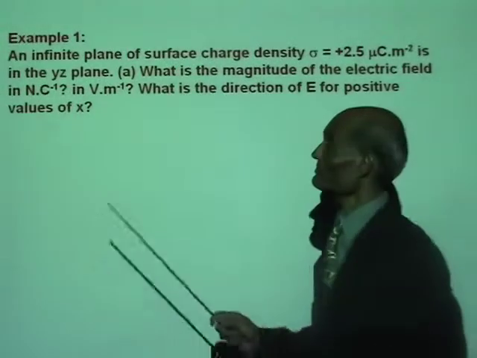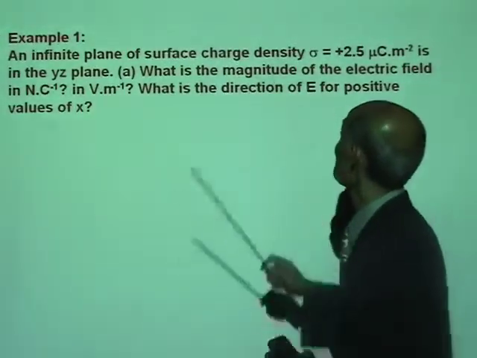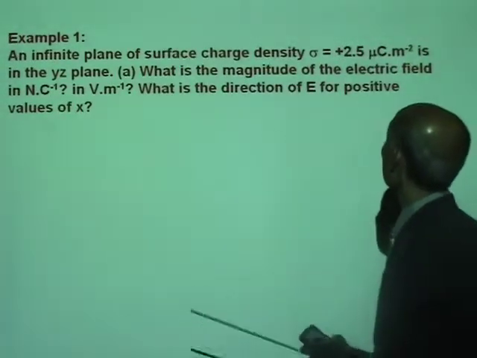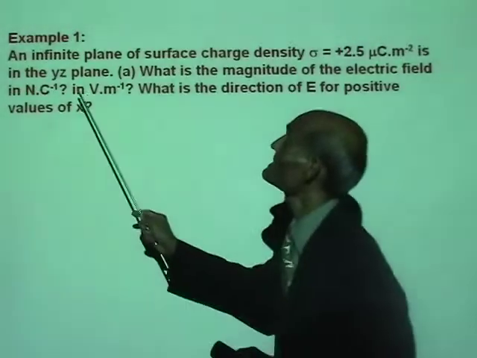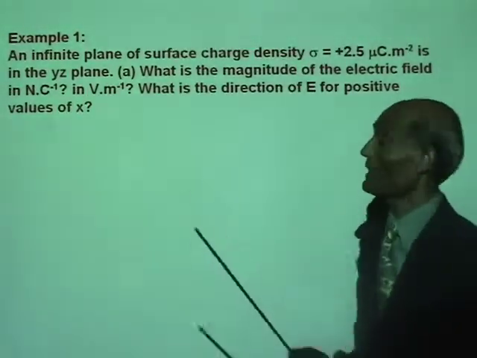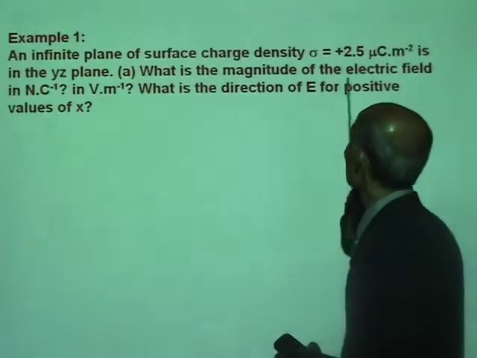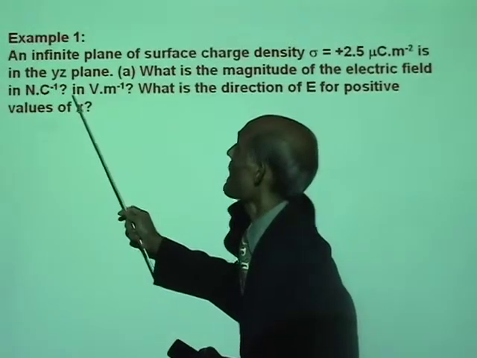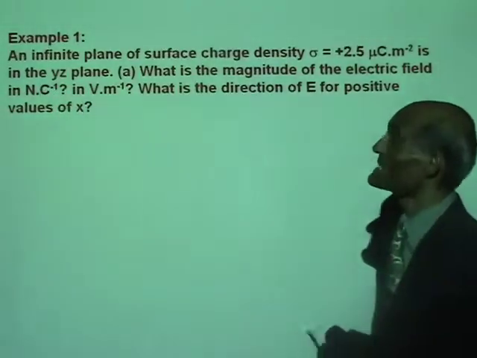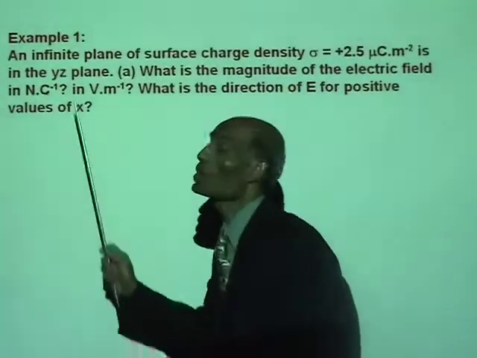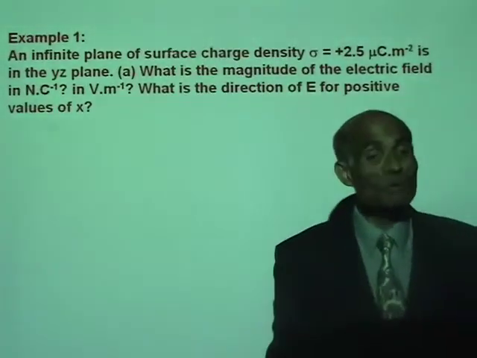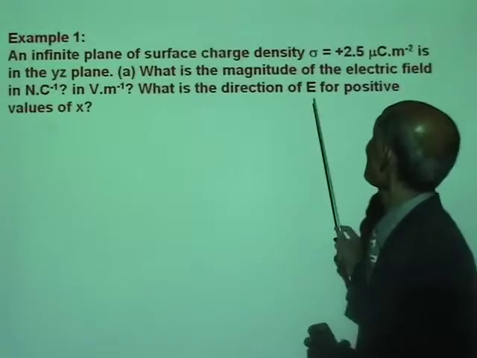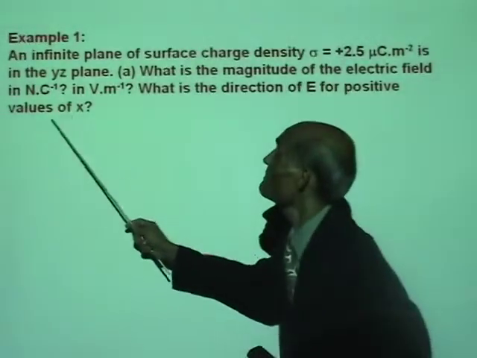Alright, let's do an example. An infinite plane surface charge of surface charge density plus 2.5 microcoulomb per meter squared is in the YZ plane. Well, that's familiar to you. What is the magnitude of the electric field in Newton per Coulomb and in volt per meter? Now, is Newton per Coulomb different from volt per meter? We just showed that they are the same. Now, what is the direction of the electric field for positive values of x?